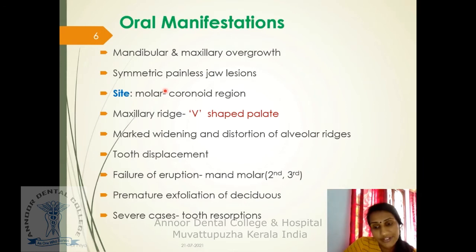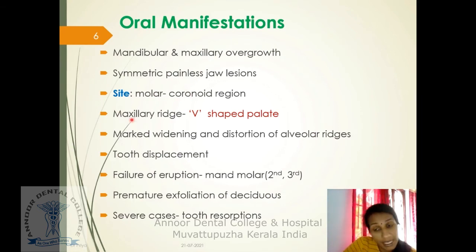The oral manifestations which you can find in this disease are overgrowth of the mandible and the maxilla. It is a symmetric disease which involves both the jaws, so both left and right will be affected. It's symmetric and asymptomatic, so painless jaw lesions. The most common site is the mandible, and also the molar area, that is the molar and the coronoid region is the most common site affected.